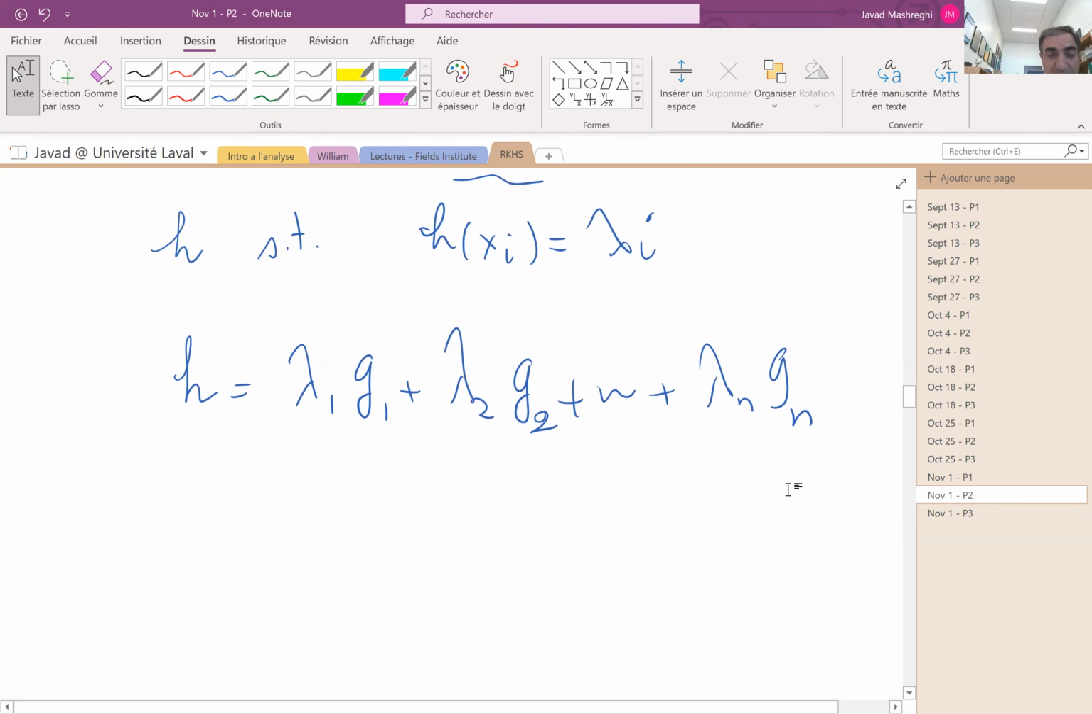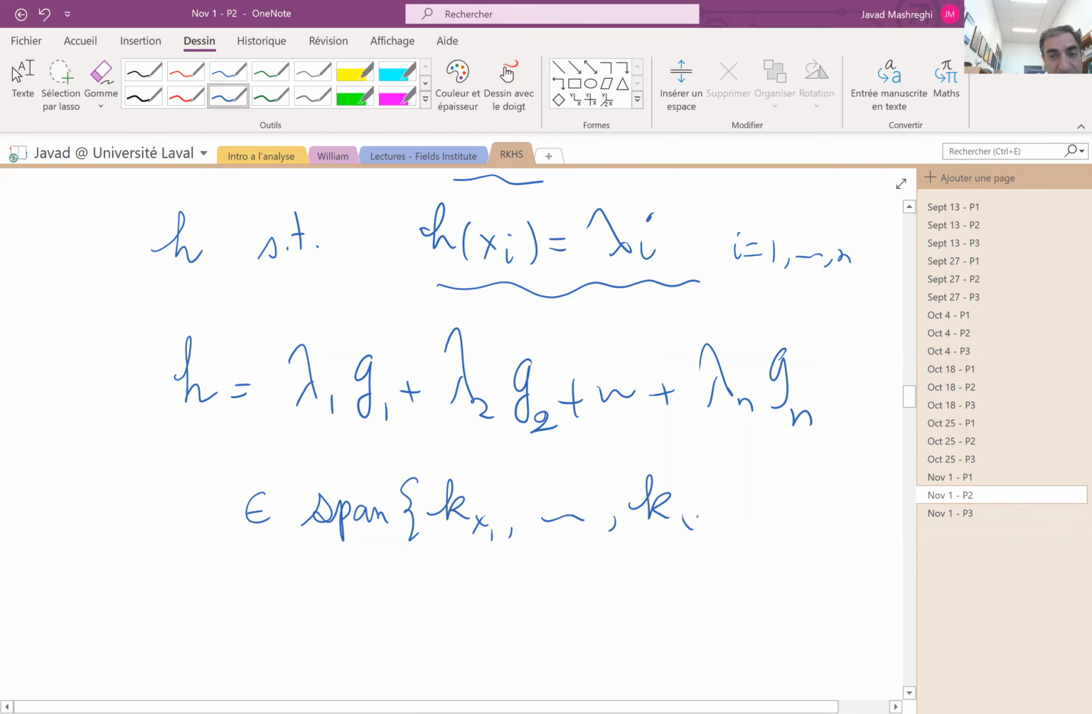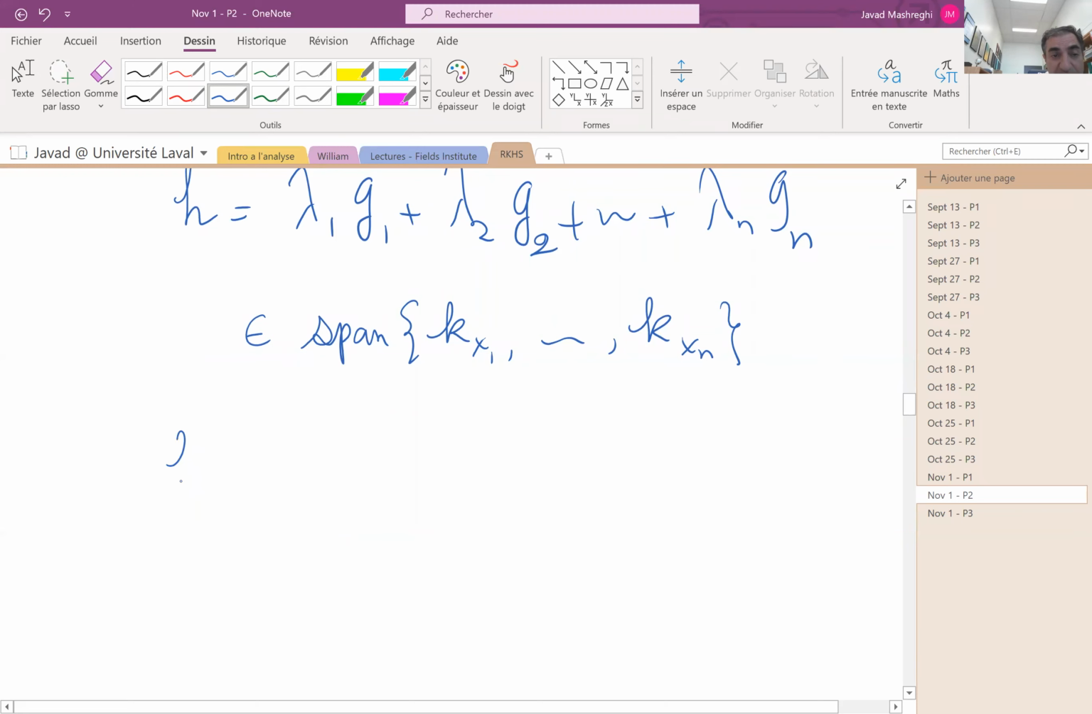By the defining properties of G, we immediately see that we have this property. And also, because each of G1, G2, Gn is a linear combination of kx1 up to kxn, H is also in the span of kx1 up to kxn, interpolating in this span. Therefore, H is the unique solution of minimal norm.